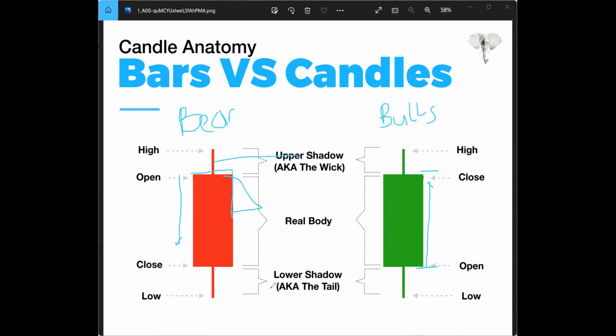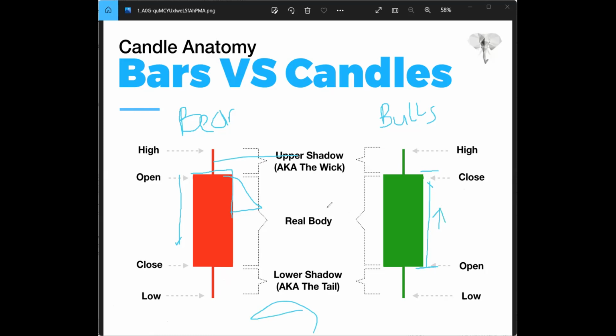Now, the only difference is that a bear candle is mostly represented with red, but one thing that is constant is that a bear candle opens at the top and then closes at the bottom. And then a bull candle opens at the bottom over here. Where is my cursor? It opens at the bottom and then closes at the top. You get it? Just like this.